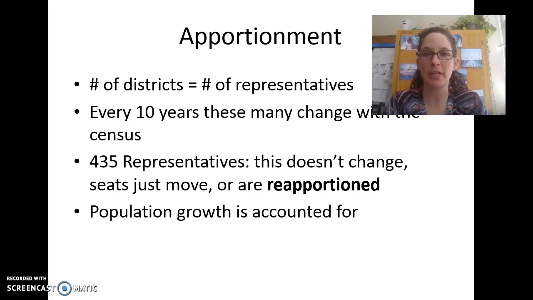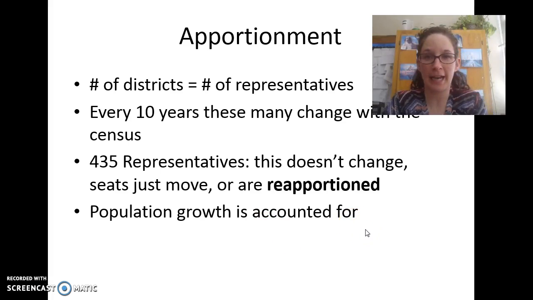Population growth is easily accounted for. What we do with population growth is we take the country's population as a whole, divide it by 435, and that's roughly the number of people that should live in a district. So right now, roughly 700,000 people live in a district. And of course that varies and we know people move, but roughly 700,000 at the moment that I'm making this video.